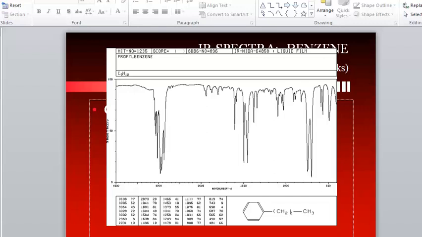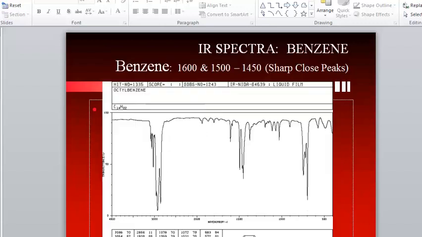I come over to 1,500, I go up, I see the peak right there, and then I go over to 1,600, I go up, and I see the peak there. So there's two, they're pretty dominant, they're pretty large. That maybe possibly is an aromatic, and that's how I would label it.